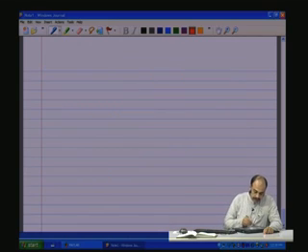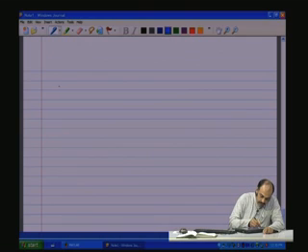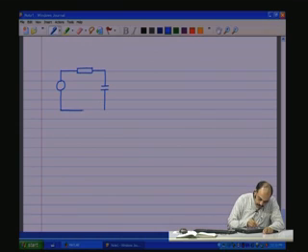Let us have a look at a simple circuit. So, if you have an RC circuit like this, an RC circuit with Vi, R and C which has a Vc here.